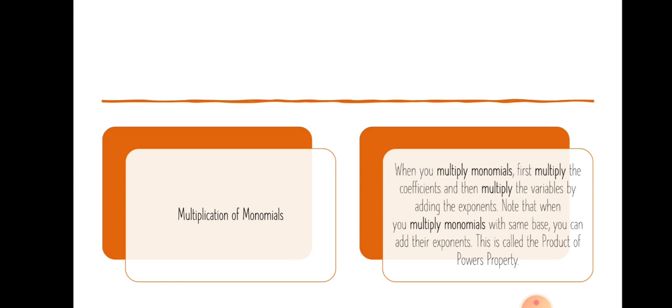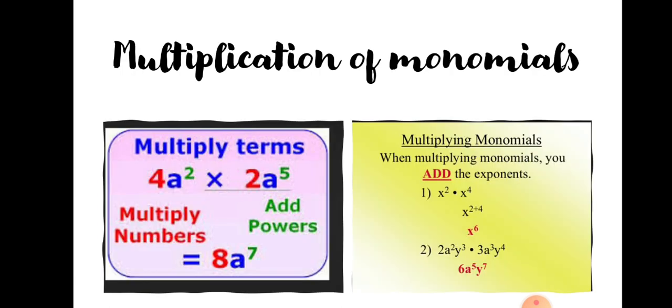For the multiplication of monomials, we will first multiply the coefficients and then multiply the variables by adding the exponents. We can add the exponents only when the variables are the same, that is, the bases are the same. This is called the product of powers property.